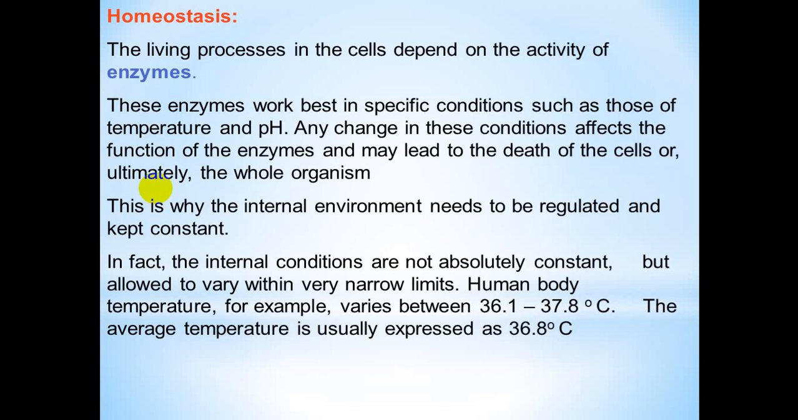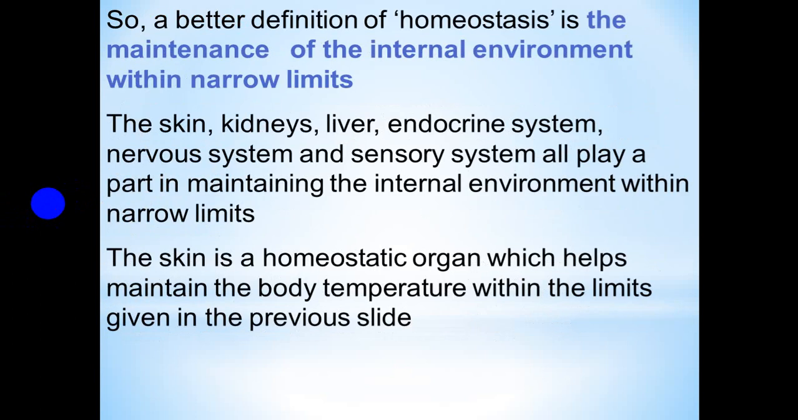This is why the internal environment needs to be regulated and kept constant. لذلك يجب أن تكون الظروف الداخلية ثابتة. In fact, في الحقيقة, the internal conditions are not absolutely constant, but allowed to vary within very narrow limits. Human body temperature, for example, varies between 36.1 and 37.8 Celsius. The average temperature is usually expressed as 36.8 Celsius. يجب أن نحافظ على درجة الحرارة داخل جسم الإنسان بين 36.1 إلى 37.8 والأفريج يكون 36.8، the optimal degree of temperature.